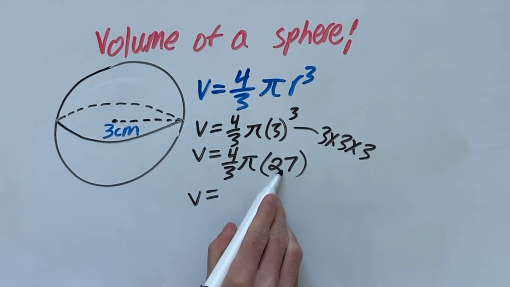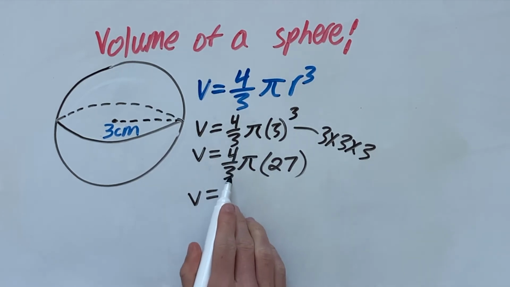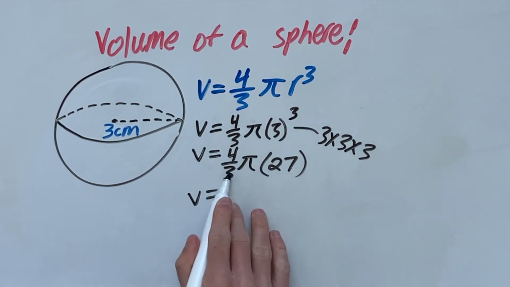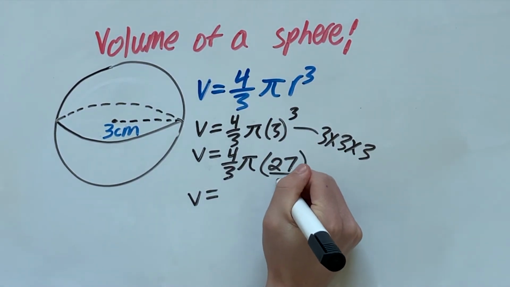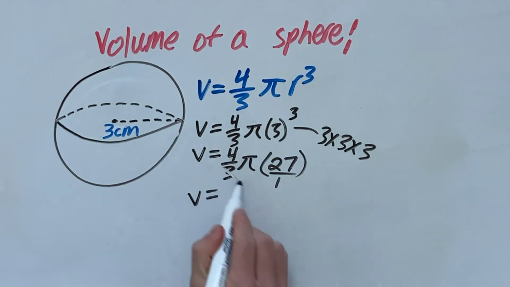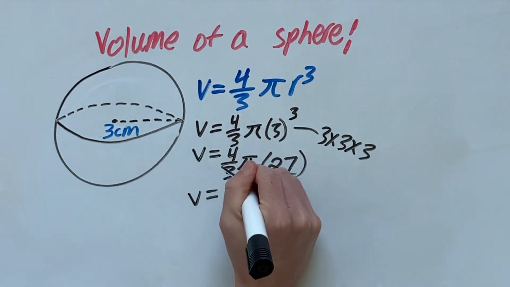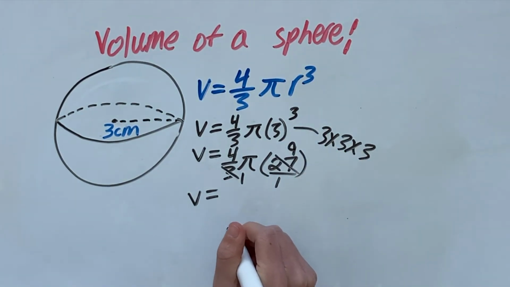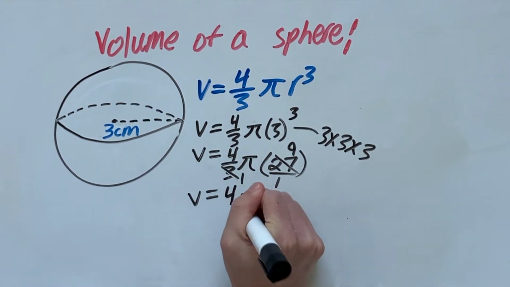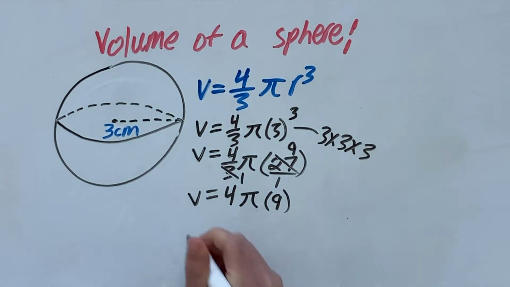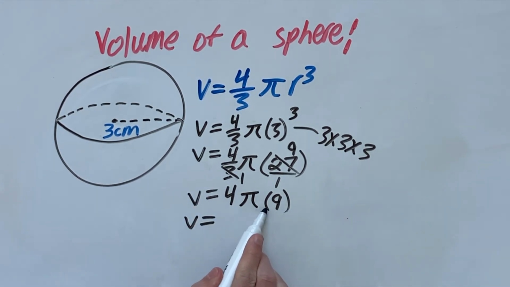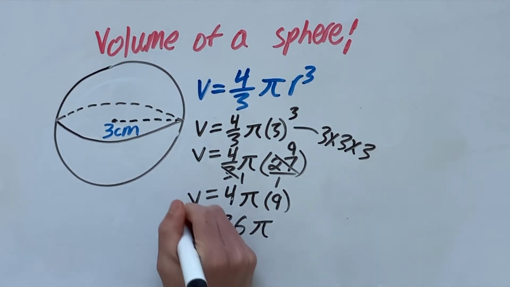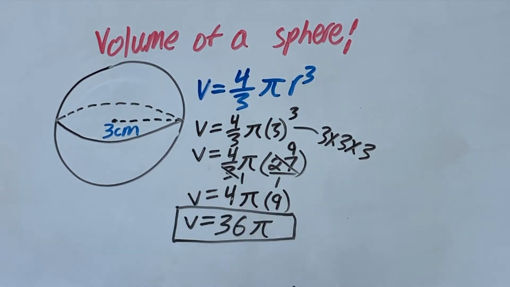Now we have 27 times 4 over 3 pi. 3 goes into both 27 and 3. And because 27 is the same as 27 over 1, we can cancel this out because 3 goes into itself once and into 27 9 times, meaning we're left with 4 pi times 9. And because 9 times 4 is 36, that can go to 36 pi. And that's an okay answer.